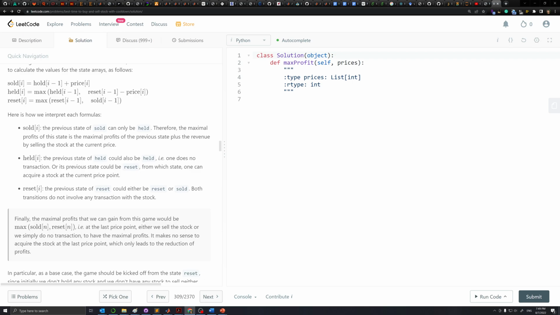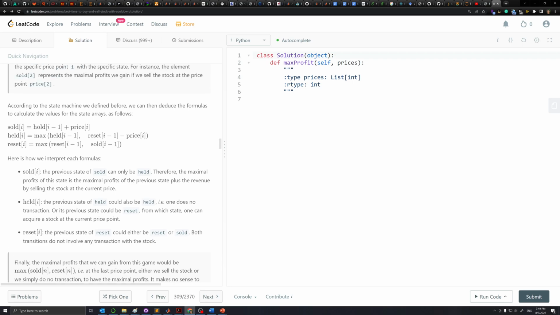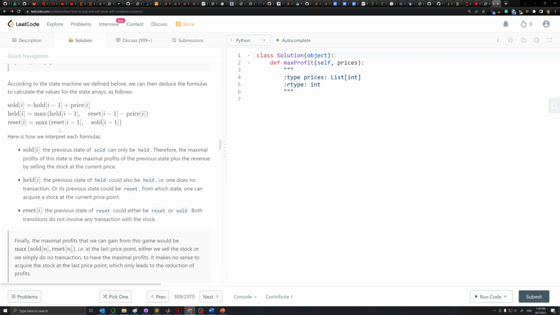You could have used one array, and just use maybe 1, 2, 3 to represent whether we are in each state or not. But I guess you could do this too, right?